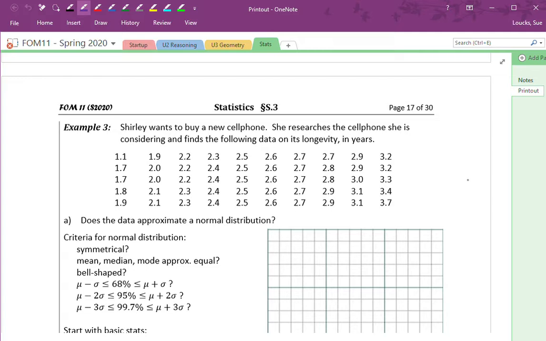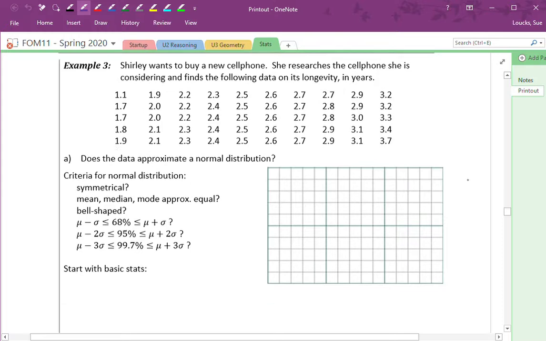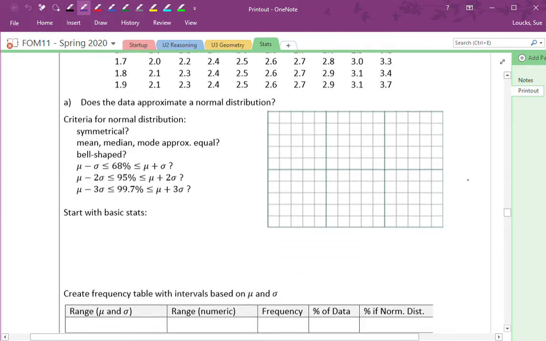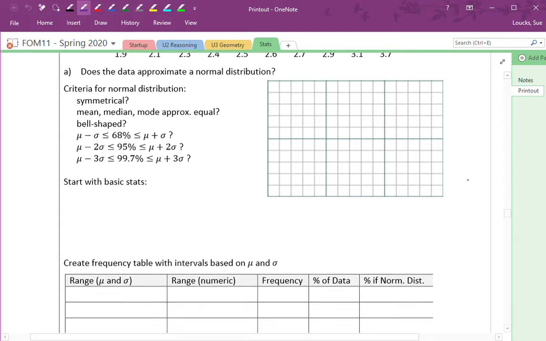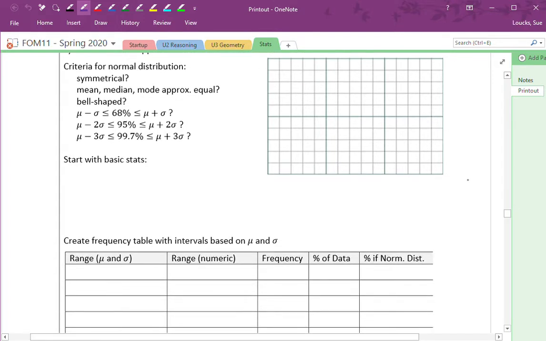Well, that seems like a really simple question, but it's actually got a lot of work you need to do to determine the answer. So, criteria for normal distribution: the first thing we need to know is if it's symmetrical. So we need to graph it to see if it's symmetrical. So let's do that. We're going to start with some basic stats.